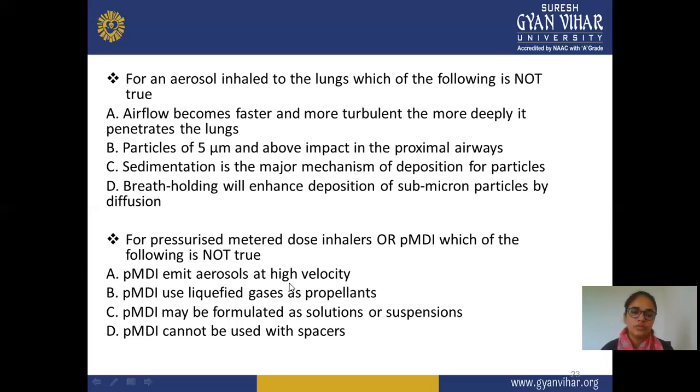Of these four options, the first option is: pressurized metered-dose inhalers emit aerosol at high velocity. B option: pressurized metered-dose inhalers use liquefied gases as a propellant. C option: pressurized metered-dose inhalers may be formulated as a solution or suspension. D option: pressurized metered-dose inhalers cannot be used with a spacer. These are the four options. If you know what a pressurized metered-dose inhaler is, how you apply it and its purpose, you can easily answer which option is correct.